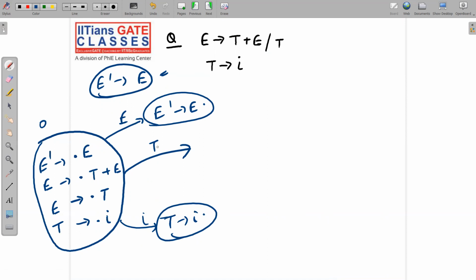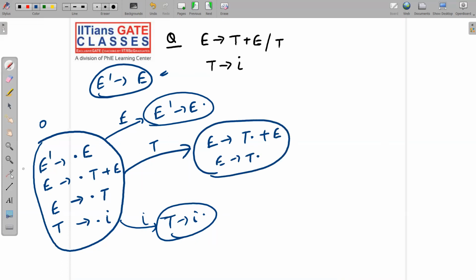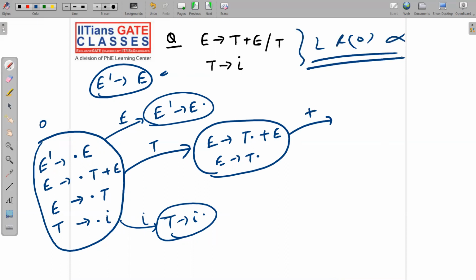Now on capital T, what will we say? I will say E implies T dot plus E, and E implies T dot. Now there is a problem. This is a final item, and I have to read plus. Plus is a terminal symbol. So immediately I will say SR conflict. So it is not an LR0 parser. This grammar is not LR0. That means we are not able to construct an LR0 parser for this grammar. Why? Because we have an SR conflict.